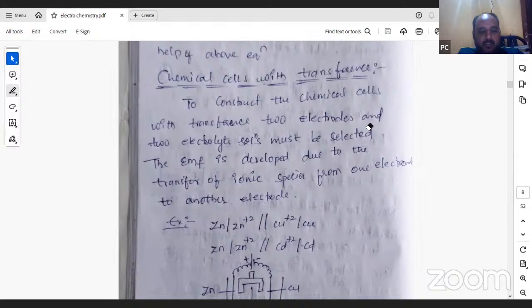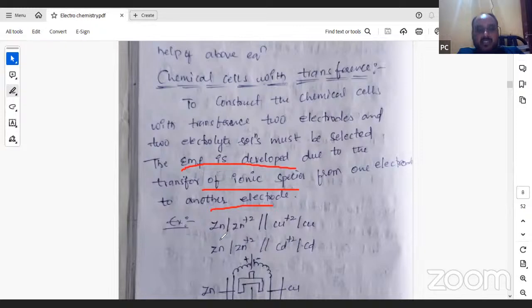Okay, right. So what was that concept? Application of the Nernst equation. Then how many electrodes and how many electrolytes are we considering? That depends on our question. That is chemical cells with transference. Two electrodes and two electrolyte solutions must be selected. Therefore, the EMF is developed due to the transfer of ionic species from one electrolyte solution to the other electrolyte solution.